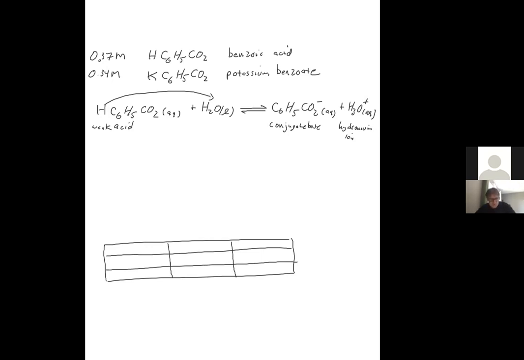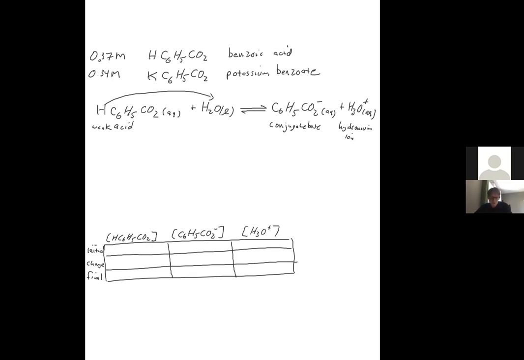Okay, they're going to put initial, change, and then final here. And then here you're going to have concentration of HC6H5CO2. Hope I got that right. And then you're going to have concentration of C6H5CO2 minus. And then they're going to have concentration of H3O plus.